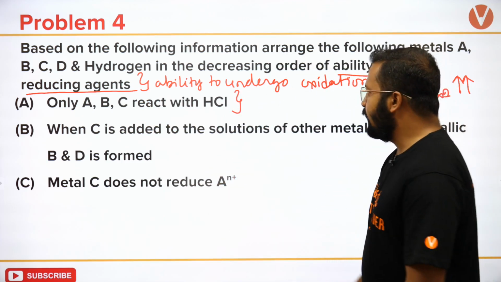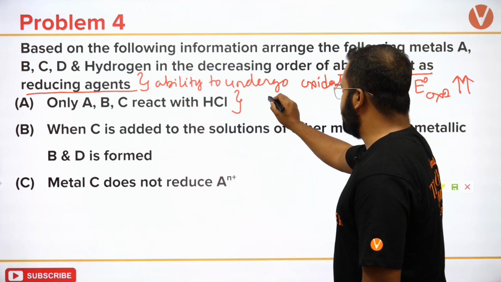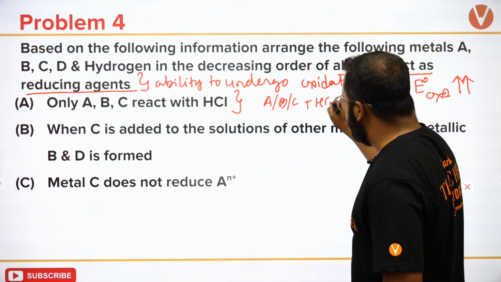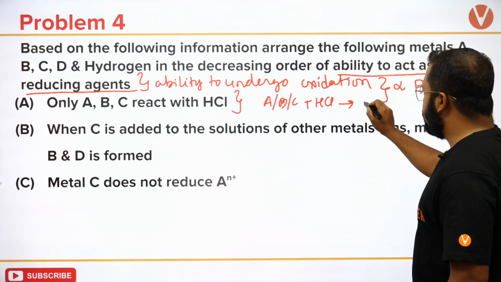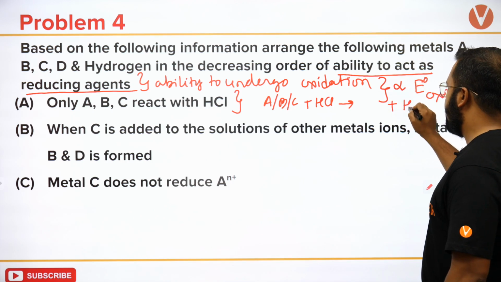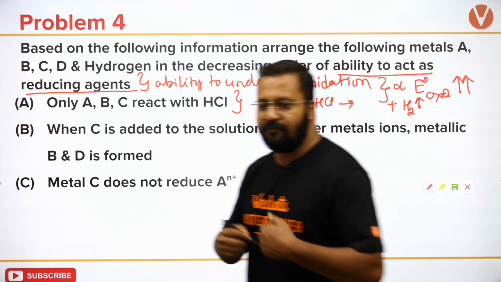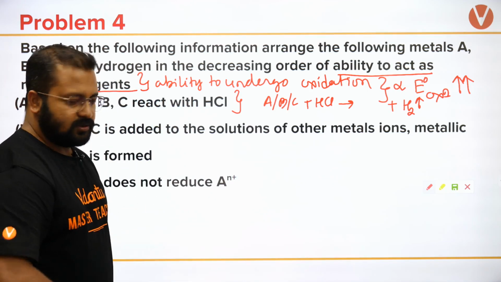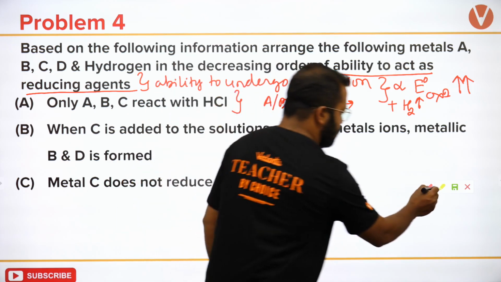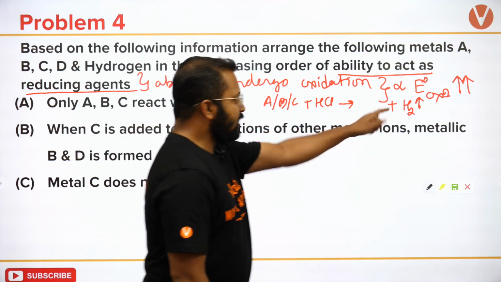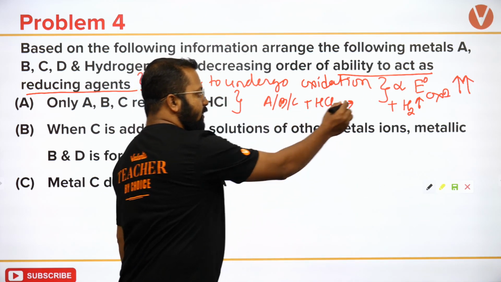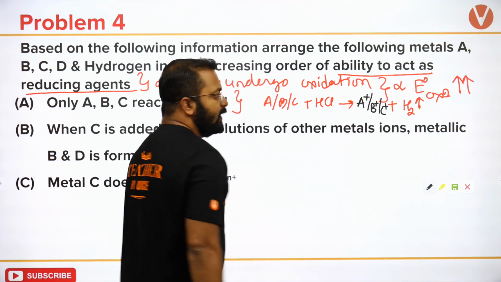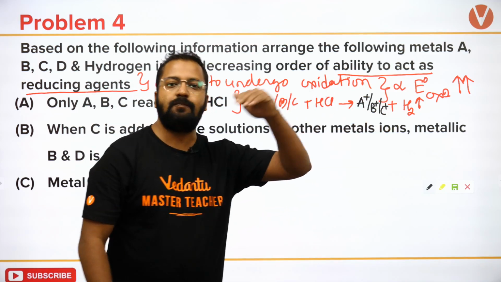How do we use this information? If A, B and C react with HCl, any of them, they will form a chloride and release hydrogen gas. Now it will change to A plus or B plus or C plus. That means it is undergoing oxidation in preference to hydrogen.